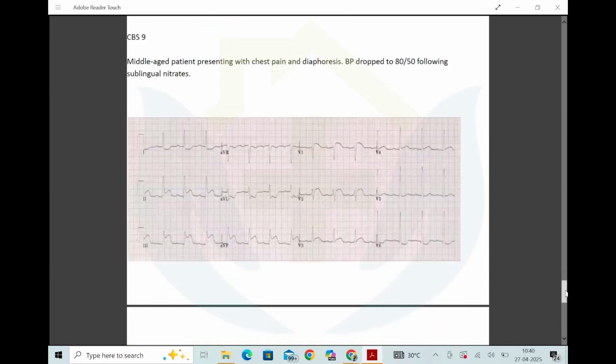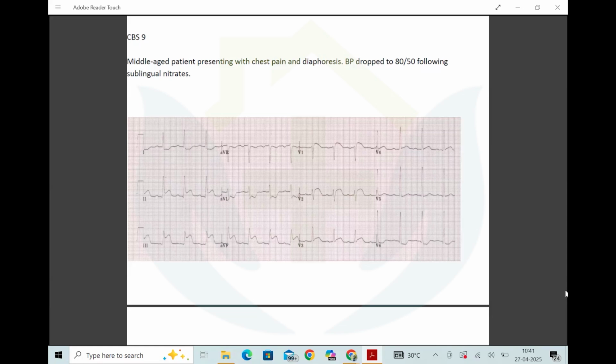Correct. So next question again is on ECG only. A middle-aged patient presents to you with chest pain and diaphoresis. The blood pressure has dropped to 80/50 following sublingual nitrates. What is the reason for that? This is showing right ventricular infarct in inferior wall. Yeah, and ST elevation in lead 3 is more than lead 2. So probably there is a right ventricular involvement also. Correct. That is the reason for your blood pressure drop on giving sublingual nitrate.